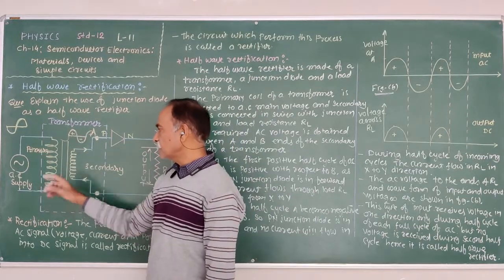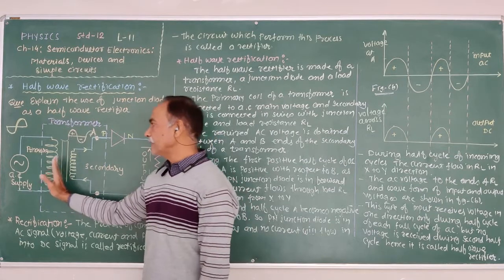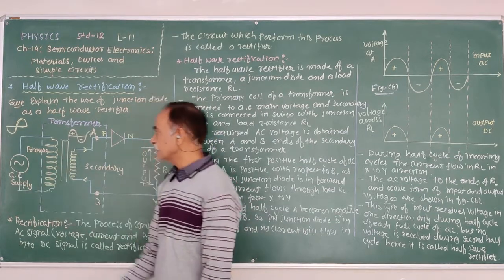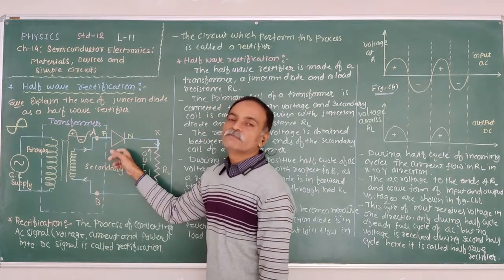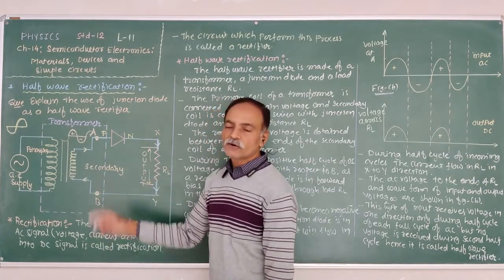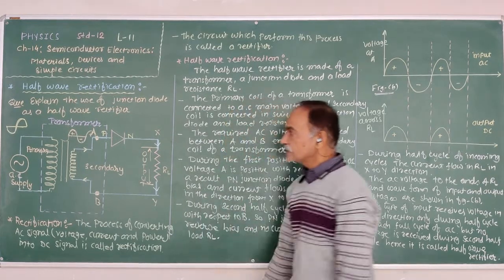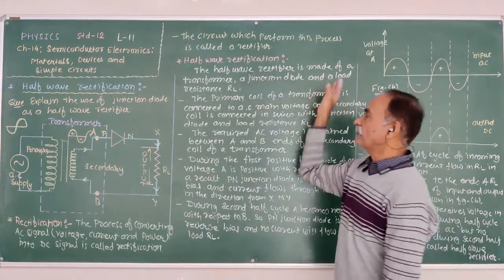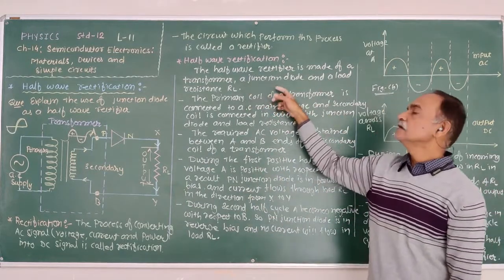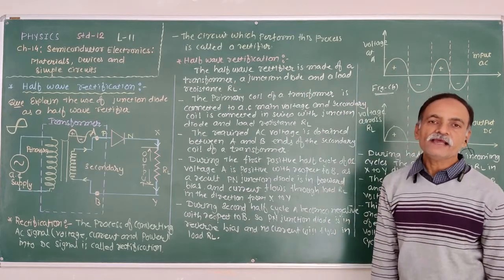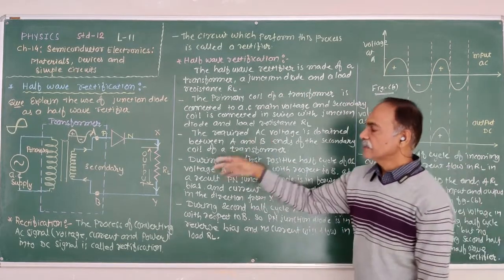That is the transformer. The transformer contains two coils, primary and secondary. The primary coil is connected with the AC mains voltage, while the secondary coil is connected with a PN junction diode, load and load resistance RL. Now, the description of the circuit: the half-wave rectifier is made of a transformer, a junction diode and a load resistance RL.